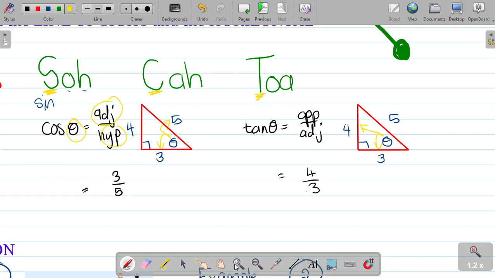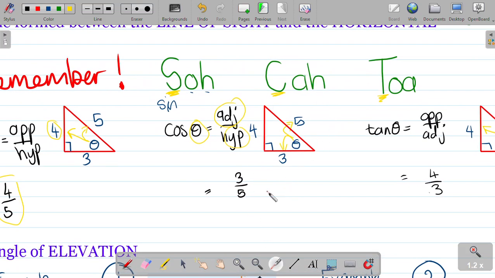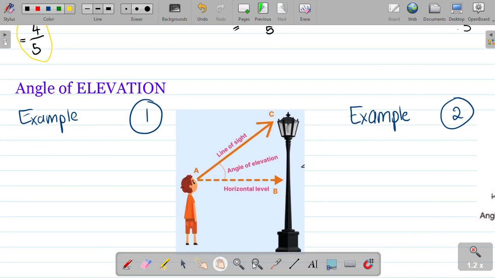All right, now we're going to use this. That was just a quick recap. We're going to use this knowledge on when and where to put adjacent, hypotenuse and opposite, and use all of that knowledge in angles of elevation. So firstly, what is the angle of elevation? Well, I briefly explained it, and I want to use 2 examples.